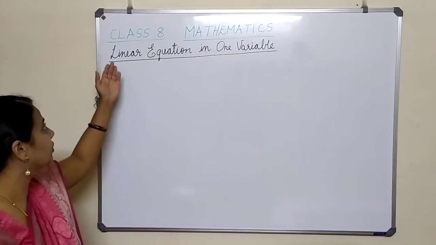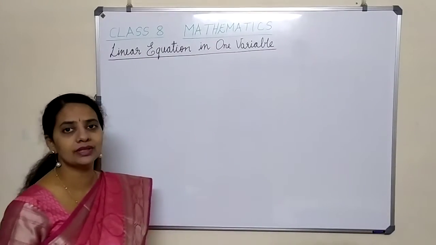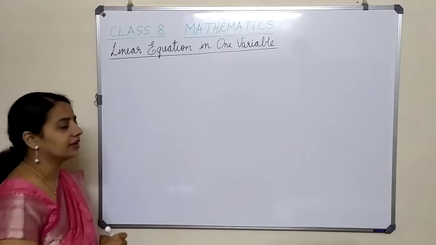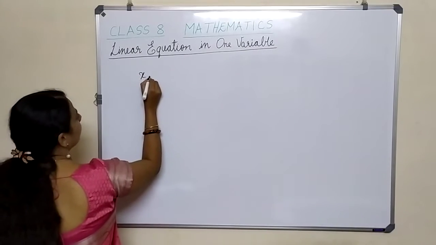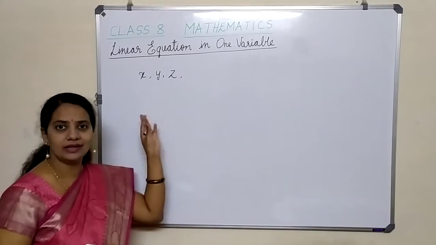Today we are going to start with a new chapter, linear equation in one variable. So what do you mean by a variable? A variable is an unknown number. It can be represented as x, y or z or any small letters.